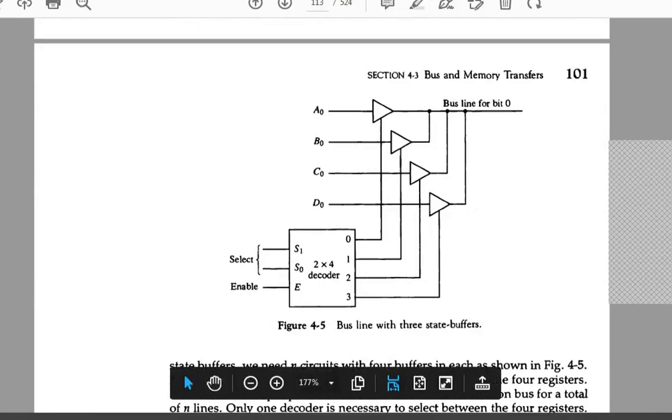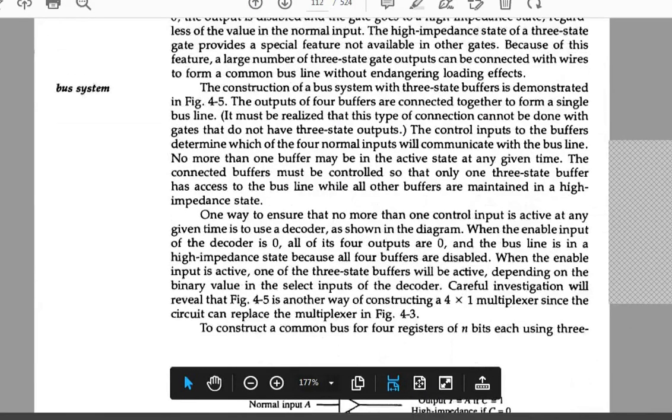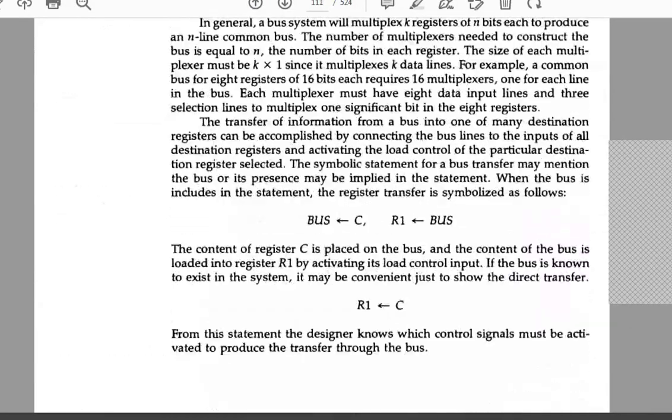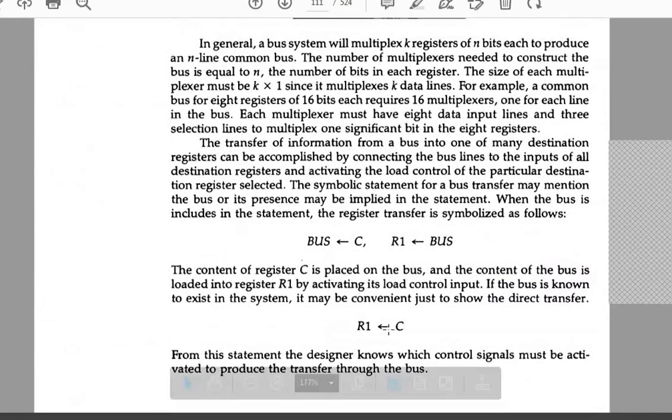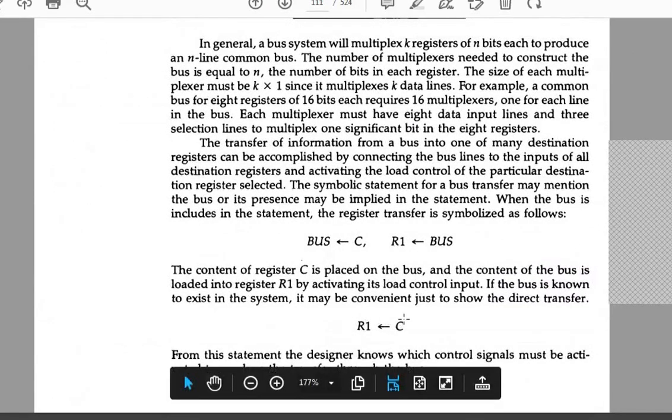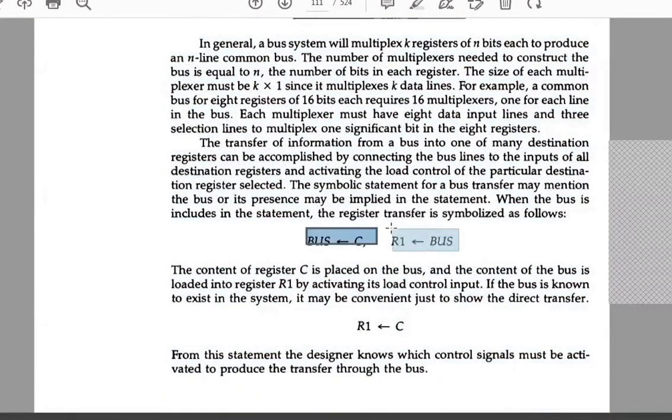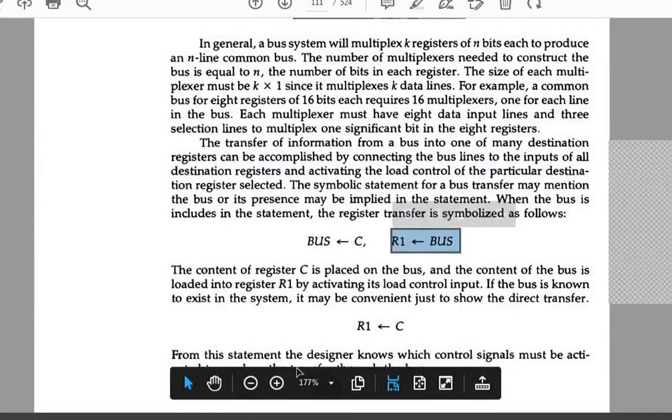Okay, so see, generally this bus, actually how does data get transferred? Here it is shown that when I want to carry out this type of operation, data from C is transferred to R1. But actually how will it happen? First, data from C would get transferred to bus, and then from the bus, data would be transferred to R1. Okay, this we will be seeing in detail in the next chapter.